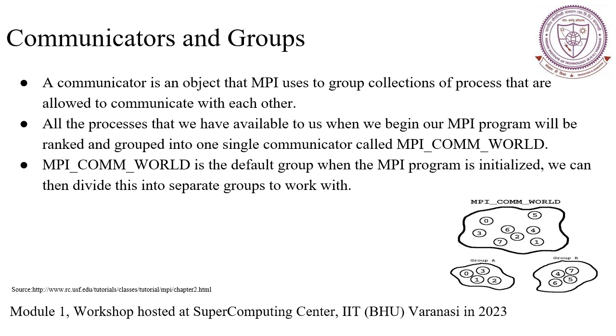To create a new communicator, you can use the MPI_Comm_split function. This function takes a communicator and a color as input, and it returns a new communicator that contains all the processes in the original communicator that have the same color.